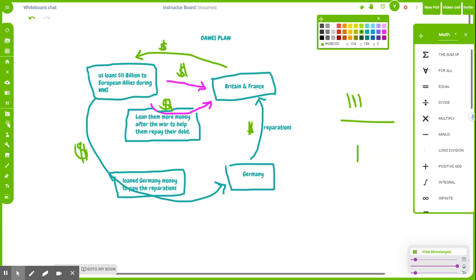And all of this over the course of the 10 years of the 1920s is going to lead to an economic crisis. And in the 1930s, the United States' economy is going to fail. Britain, France, Germany, and the rest of Europe's economies are going to fail. And one of the reasons that we can trace back to is this economic policy called the Dawes Plan. This was the Republican international economic policy in the 1920s.